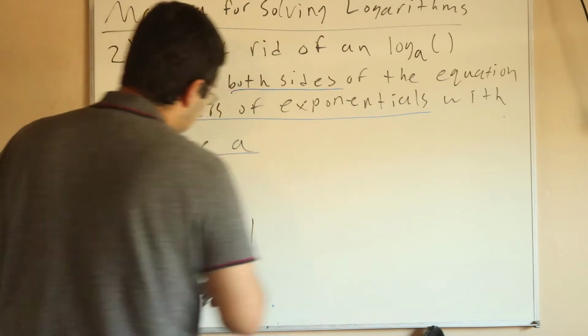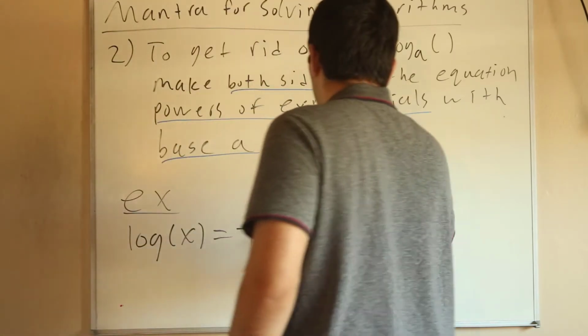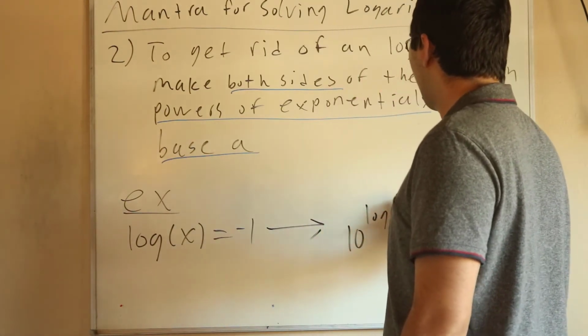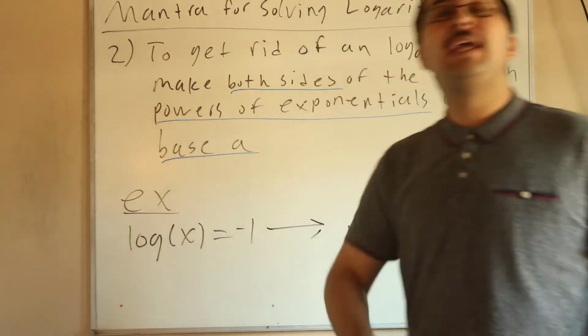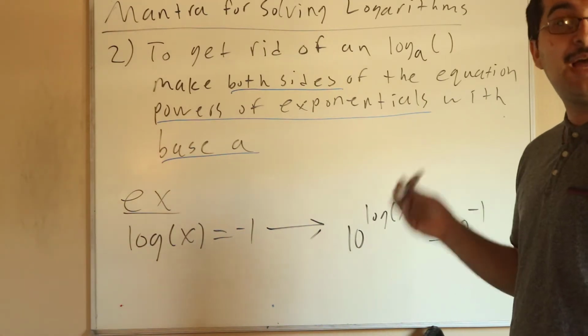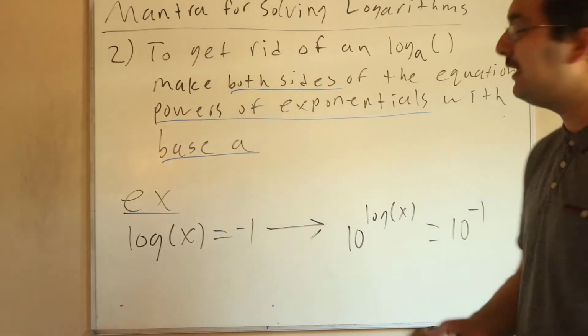Again, referring back to that one we started today's lecture video with, if I have log of x equals -1, let's go ahead and apply this technique. So we're going to have 10 to the log of x equals 10 to the -1. Again, log with no base is base 10. So I want to take both sides of my equation and make them powers of exponentials with base 10. This is us applying that technique.